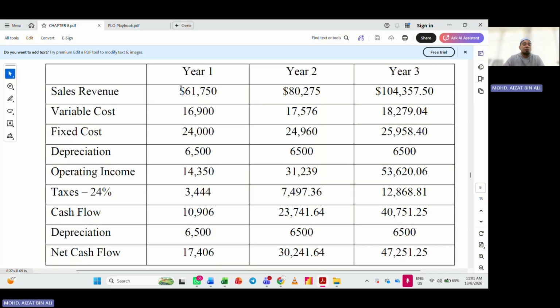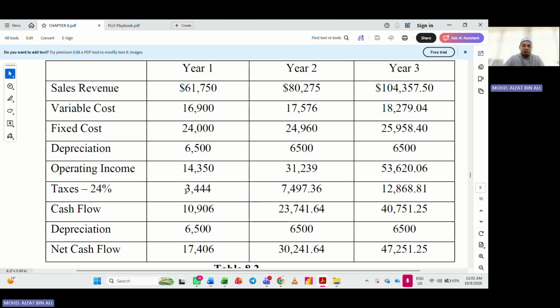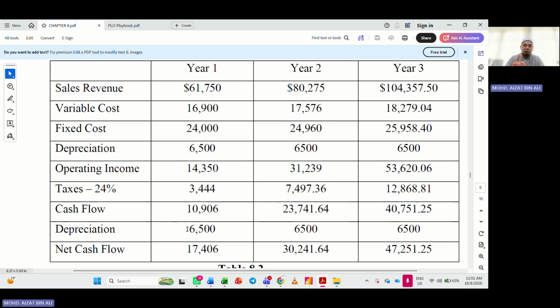So sales revenue minus variable cost minus fixed cost minus depreciation will get operating income. We take this and multiply by our tax rate, we get the tax that we need to pay. Then operating income minus tax will get our cash flow, and add back the depreciation. Why add back? Because this is cash flow analysis. We only consider the cash-based expenses and revenue. If it's not cash in nature, we don't include it here. Depreciation is not cash in nature, so that's why we add back the depreciation.